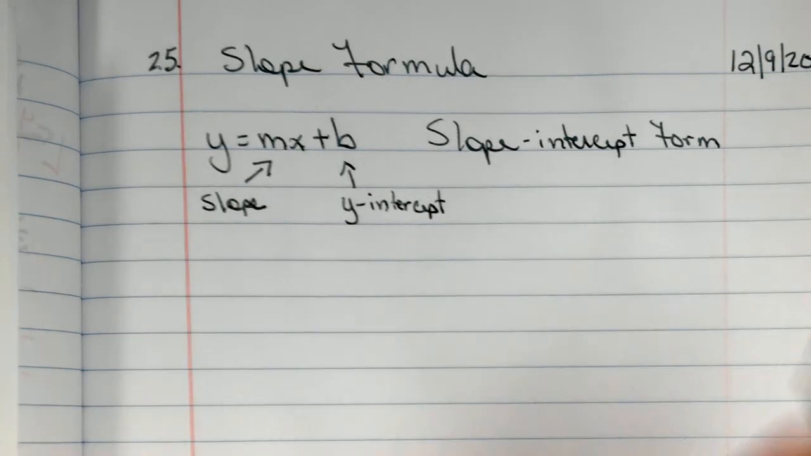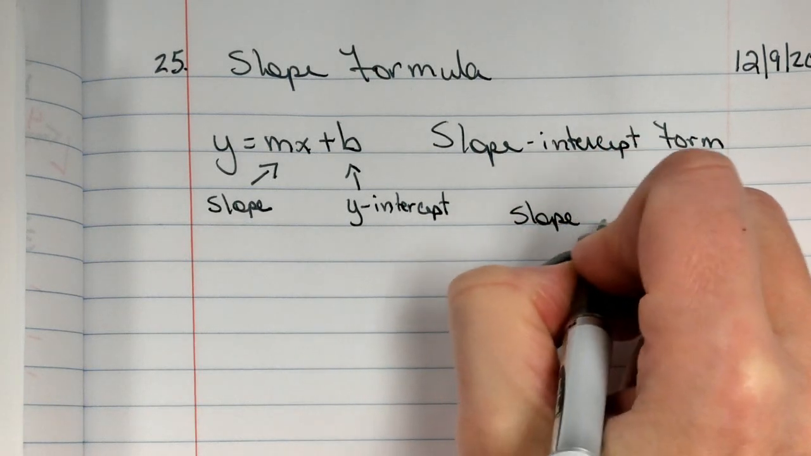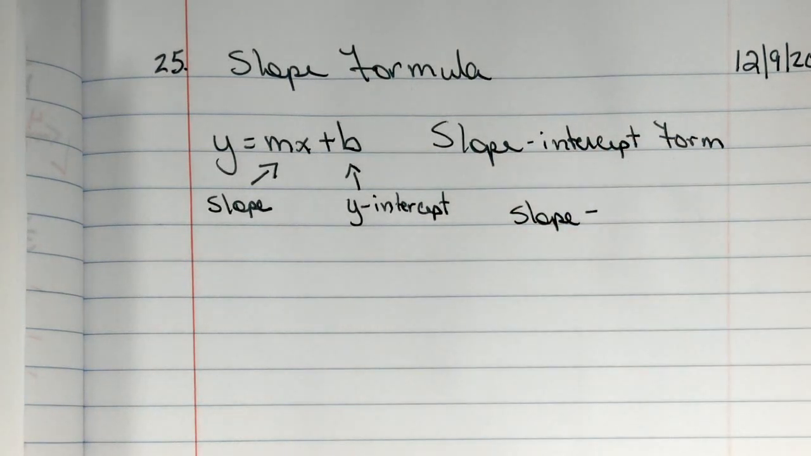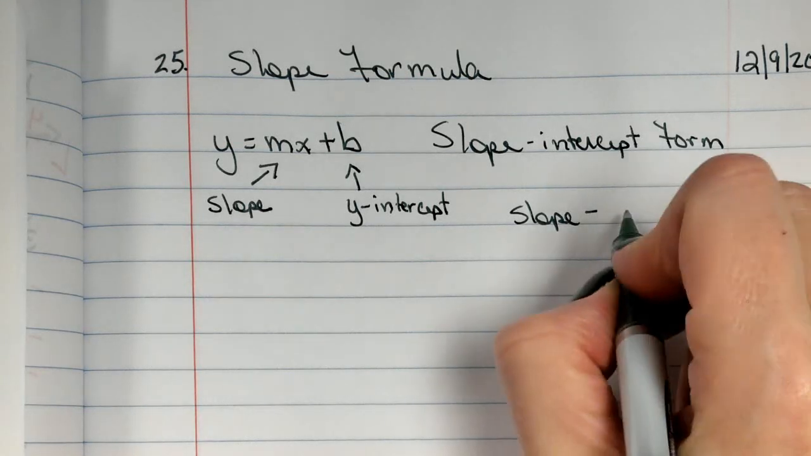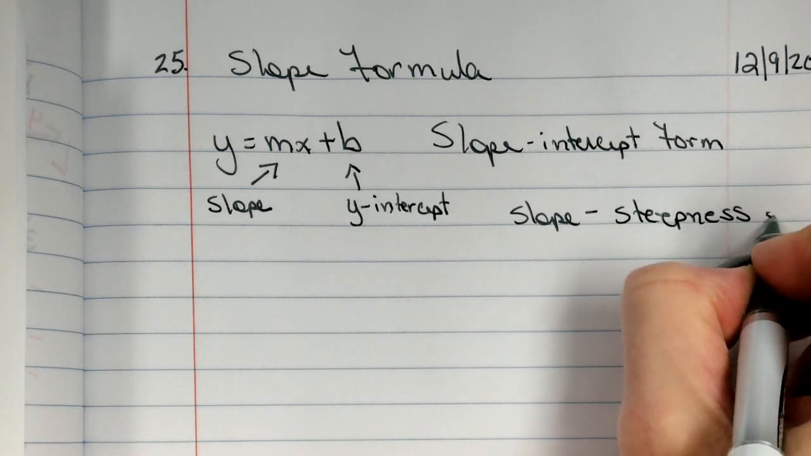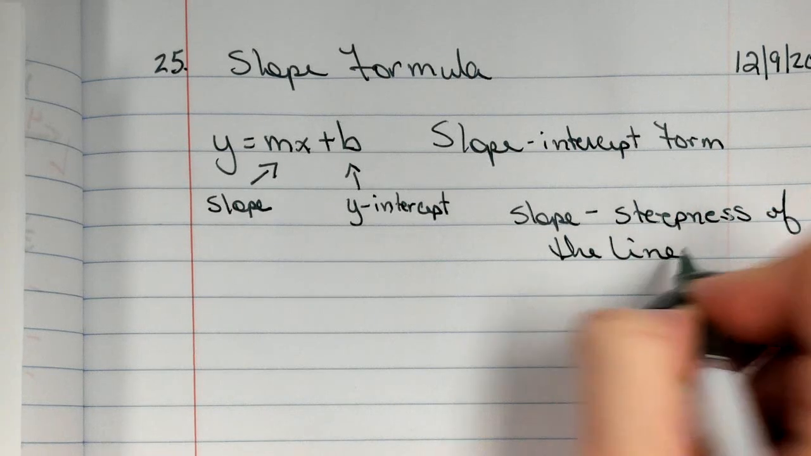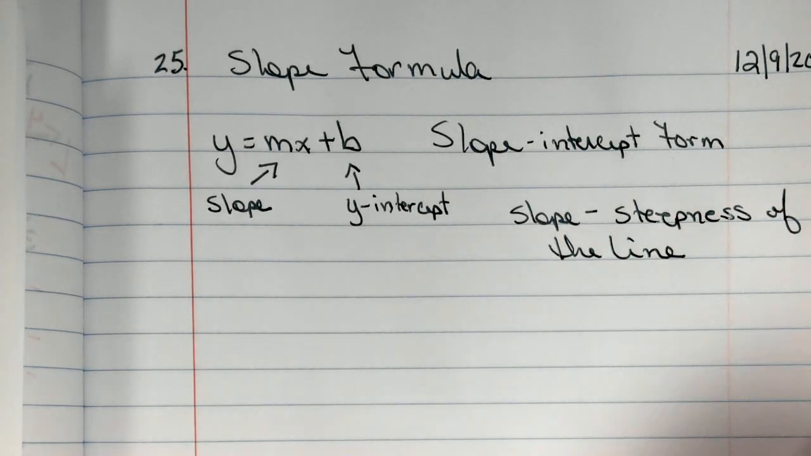All right, and who can describe what slope is? What's slope mean? When I say the slope of the line, what am I talking about? Michael? Yeah, but give me more of a physical description. Aaliyah? Yeah, that's what we're looking at, the steepness of the line.